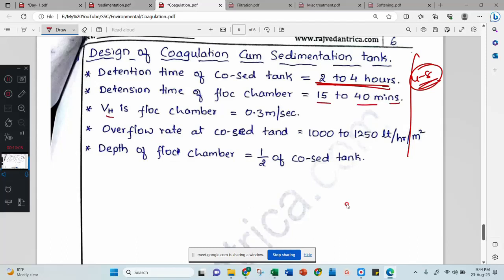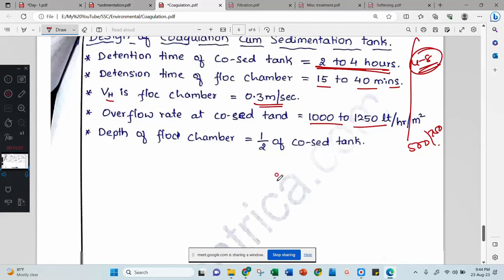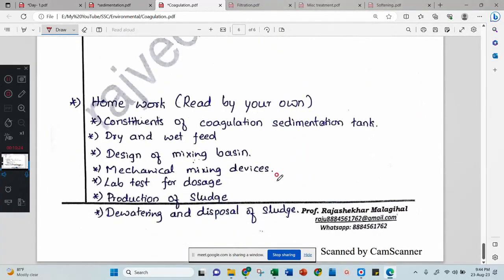VH for flock chamber is 0.3 meter per second. Overflow rate is 1000 to 1250. What about plain sedimentation tank? 500 to 750. Now the depth of the flock chamber is half of the coagulation aided sedimentation tank. You can go through these as homework. Constituents of the coagulation sedimentation tank, dry and wet feeding, and these are all operations, and some troubles with the coagulation, you can go through as homework.